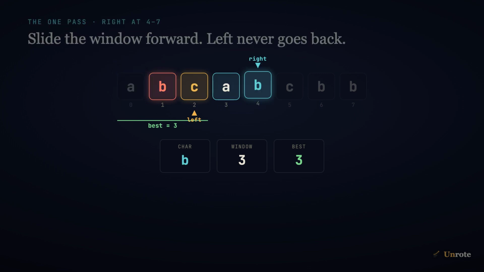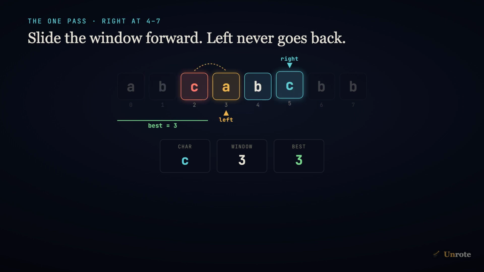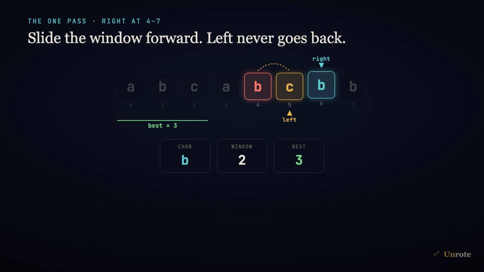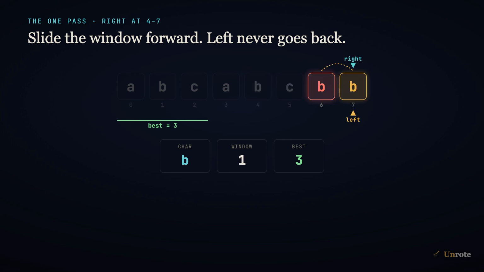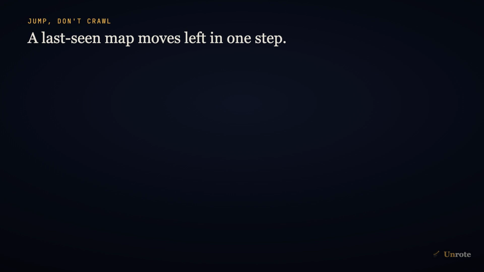Keep going. The right end hits B, already inside, so left slides past it. C, A, B. Then C repeats, left slides again. A, B, C. Then B. The window shrinks to C, B. Then a final B, and the window is just B. One pass across the whole string, and the longest window we ever held was 3.